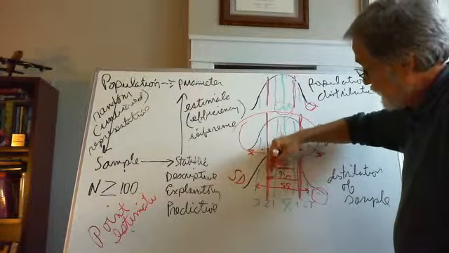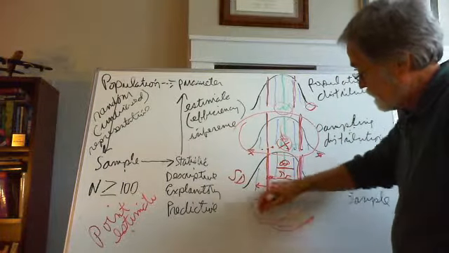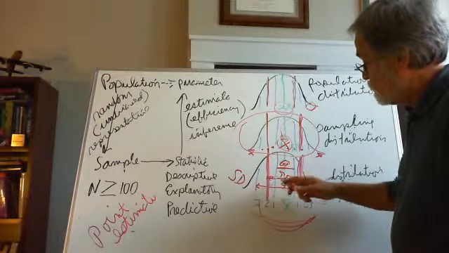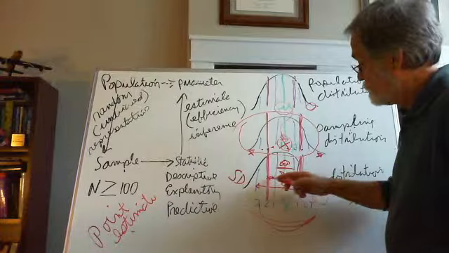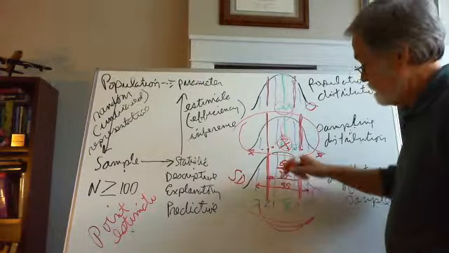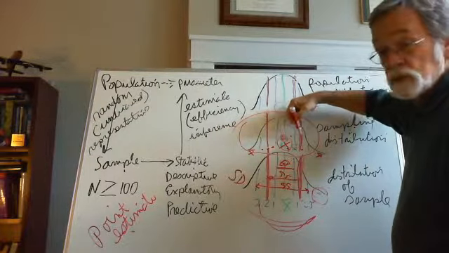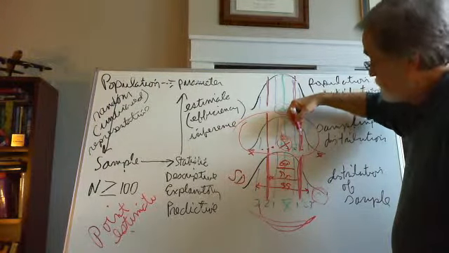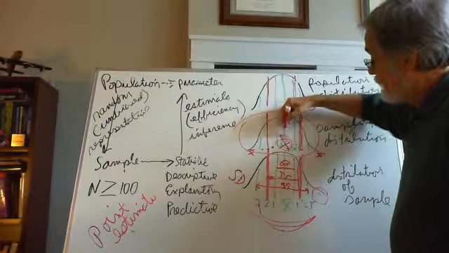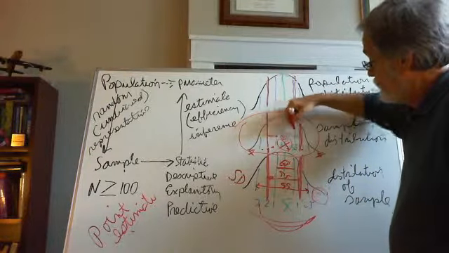95 out of 100 of the x's in the normal distribution here lie between the second standard deviations above or below the mean. 95 of the x's are here. So 95 of the means of those hypothetical 100 means, 95 out of 100 of those means lie between here.